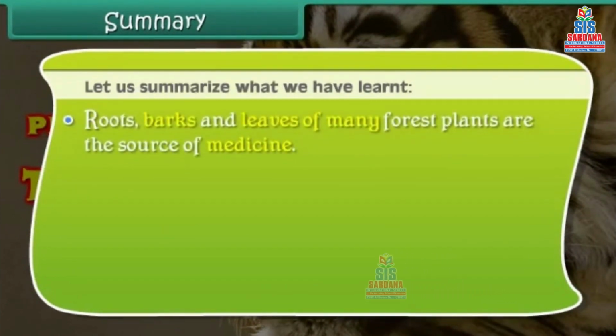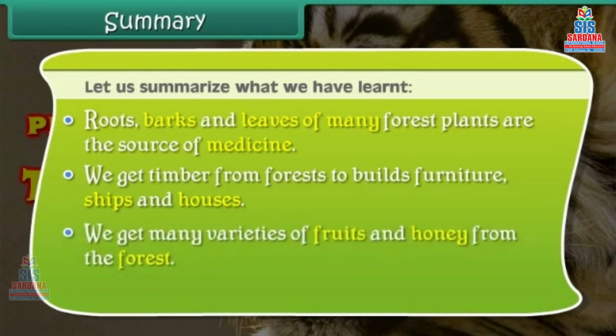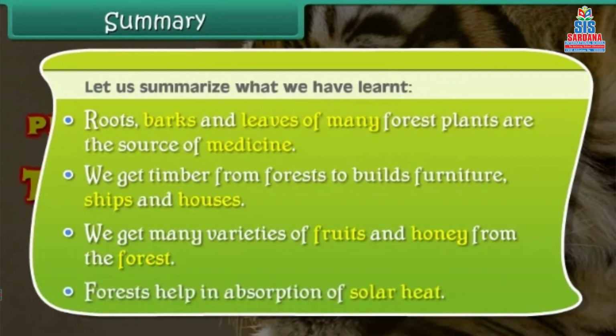Roots, barks, and leaves of many forest plants are the source of medicine. We get timber from forests to build furniture, ships, and houses. We get many varieties of fruits and honey from the forest. Forests help in absorption of solar heat.